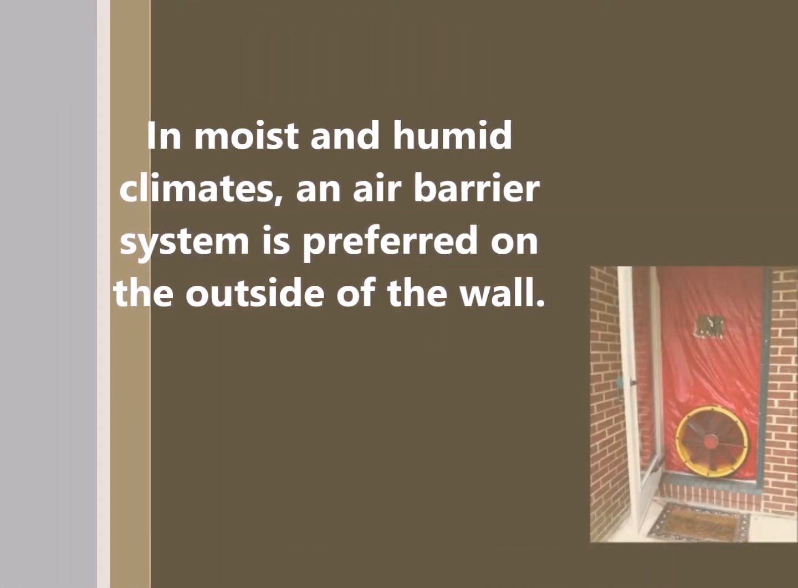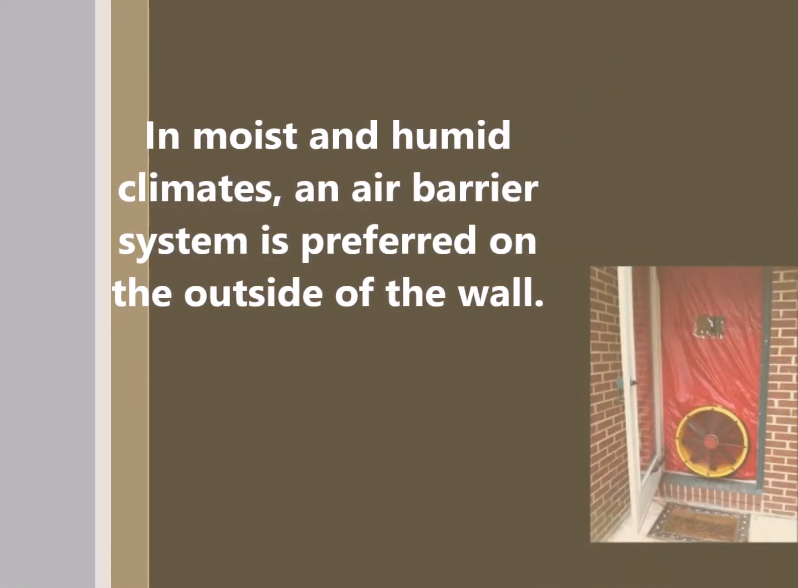In moist and humid climates, an air barrier system is preferred on the outside of the wall. Many exterior sheathing products, and wraps for that matter, can provide this function and also serve the water barrier function underneath any siding materials in place.